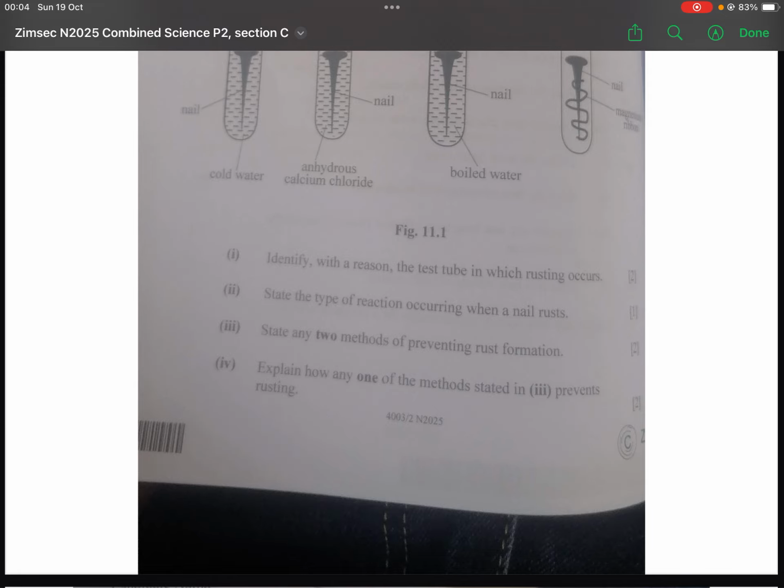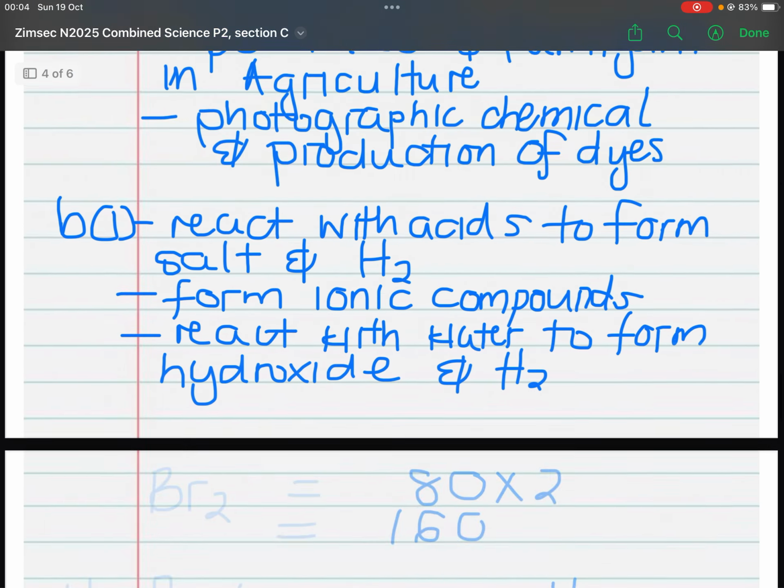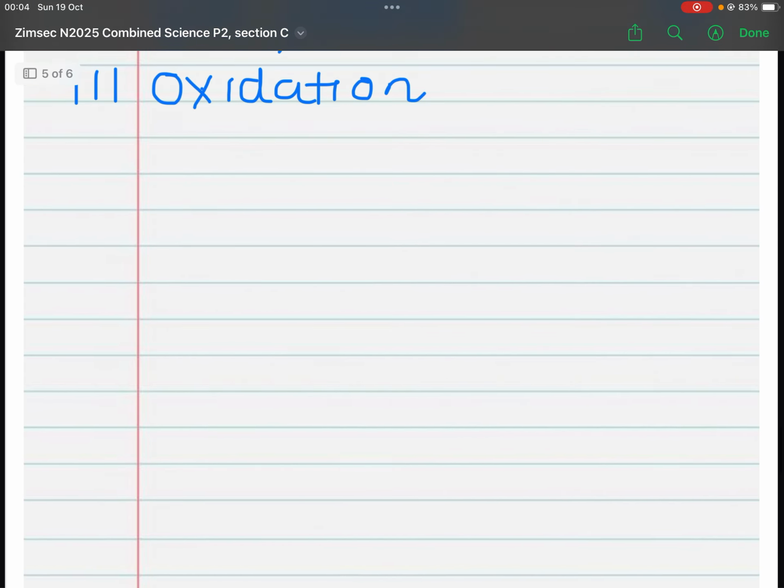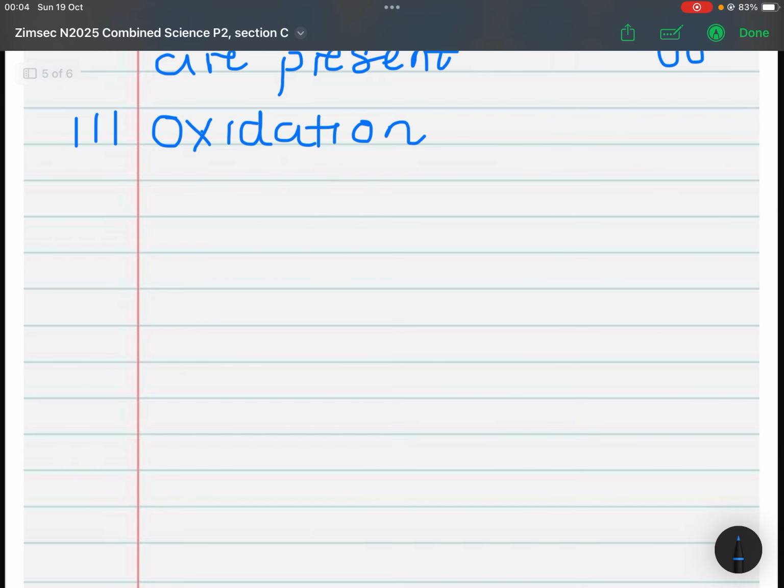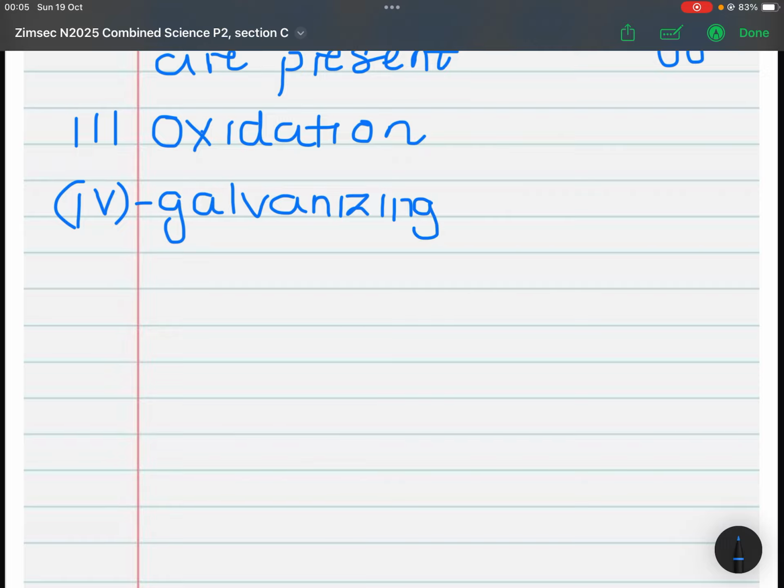State two methods of preventing rust formation. So we are required to list methods of preventing rust from occurring, right? So this is our part 3, or part 4, right? So the methods of preventing rusting, we talk about galvanizing. This is the first method, right?